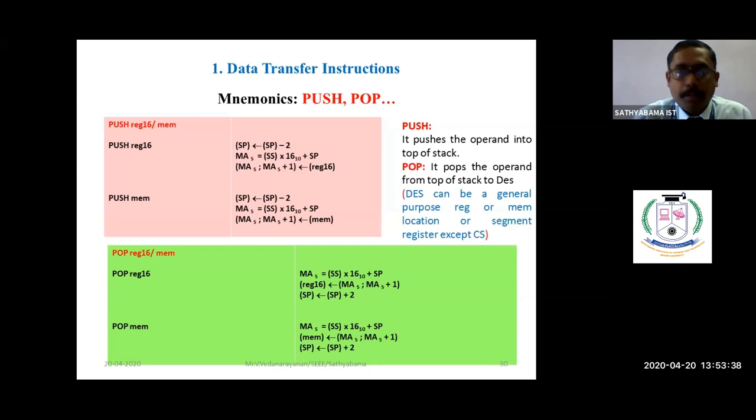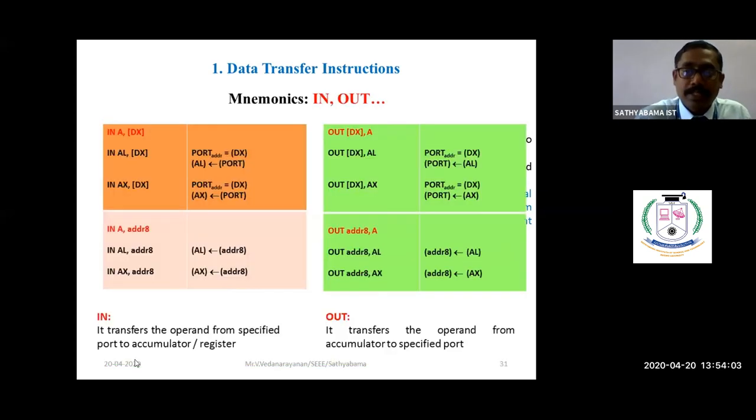Same like that, pop instructions. So you have pop, it pops out the data. Pop is used to get a word from the top of the stack to the provided location. So pop register 16 or pop from the memory locations. Push is used to put the data into the top of the stack.